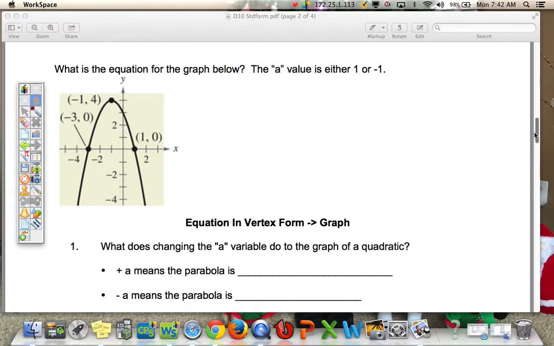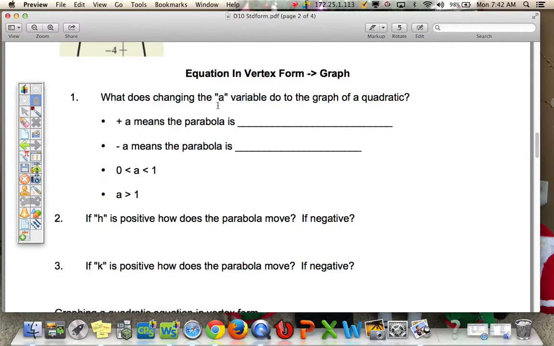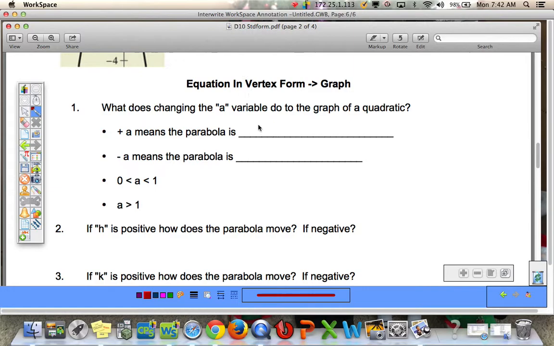So just a quick summary of what we just talked about. What does the a variable do to the graph of a quadratic? If it's positive, it means that it's a U shape, right side up. If it's negative, it means it's an upside down U. If a is between 0 and 1, then we know that it is a wider, or fatter, slope than the original. And if it's greater than 1, it's going to be skinnier or more narrow.